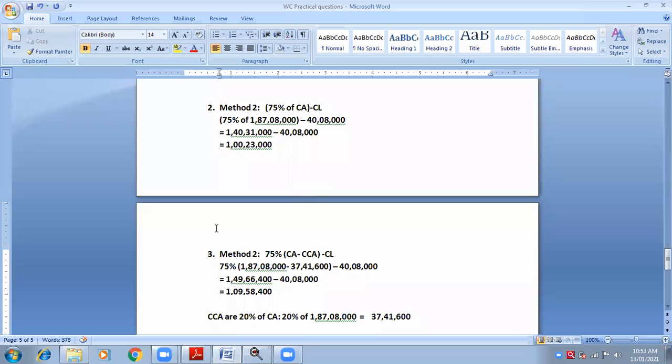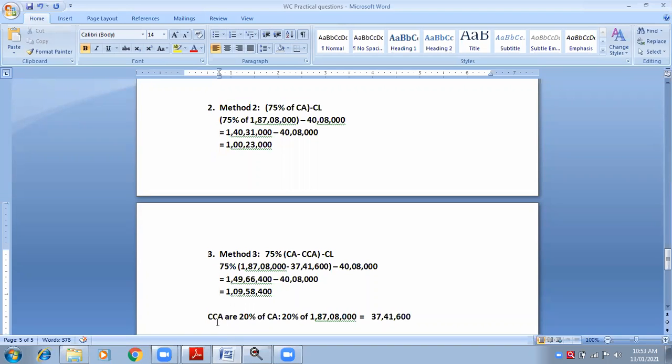Look here now. See, method number 3. This is method number 3. The formula is: 75 percentage of [core current assets minus 75 percentage of (current assets minus core current assets)] minus current liabilities. This is the formula of method number 3. Now, we will solve it accordingly.